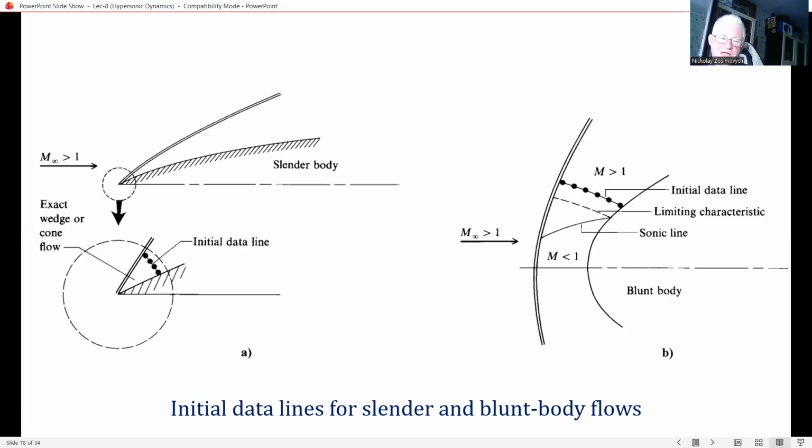Second, if the body has a blunt nose with a detached bow shock wave, an appropriate blunt body solution must be carried out. The initial data line must be taken along or downstream of the limiting characteristic, as shown on the right part of figure B. In both preceding cases, the flow must be totally supersonic along the initial data line. And moreover, care should be taken not to use a characteristic line as the initial data line.